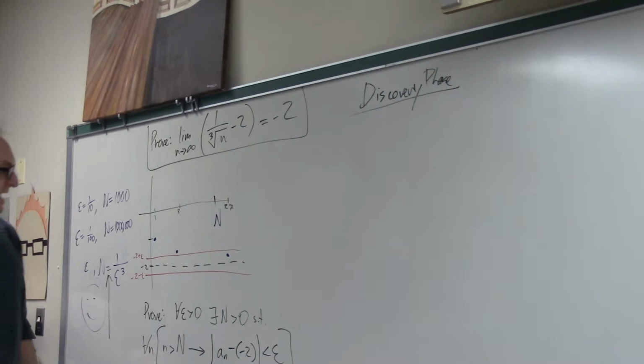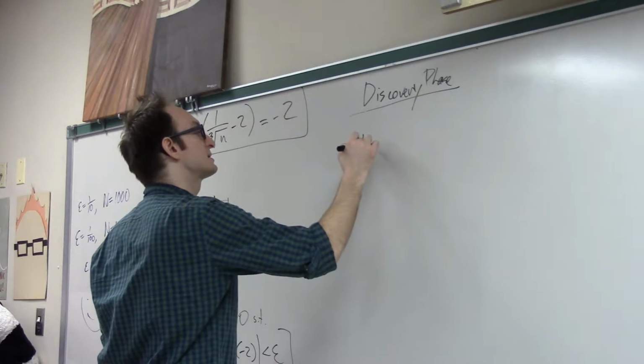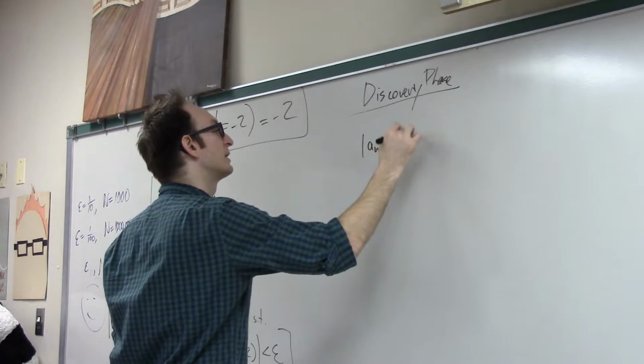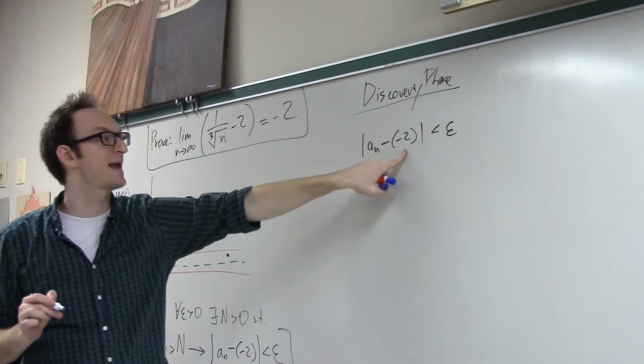And so what we should do is start with what we're trying to prove and try to work backwards. So I'm going to start with what we're trying to prove: that the difference between the nth term and -2 is less than epsilon.